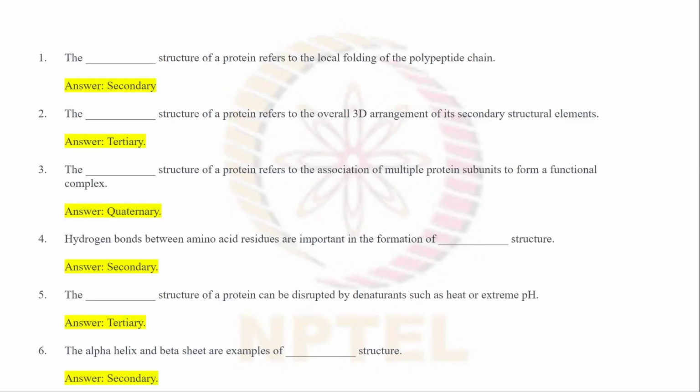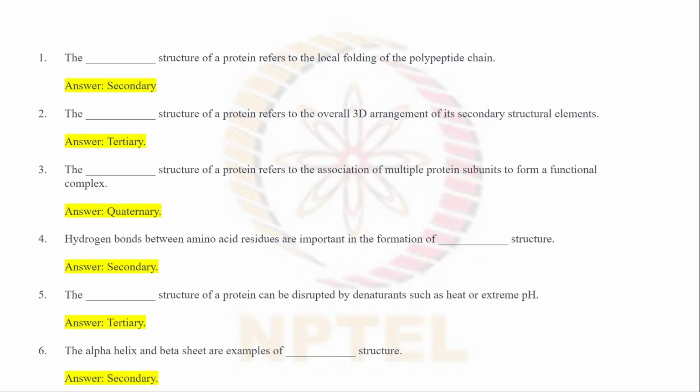So thank you for the answer. The secondary structure of a protein refers to the local folding, and the tertiary structure of a protein refers to the overall 3D arrangement of its secondary structure elements. Then we have quaternary, which is a combination of multiple subunits.